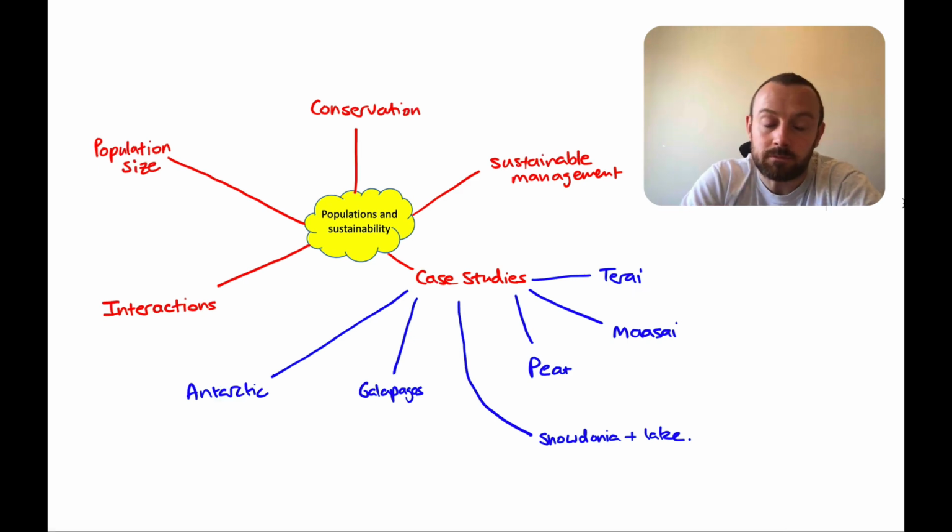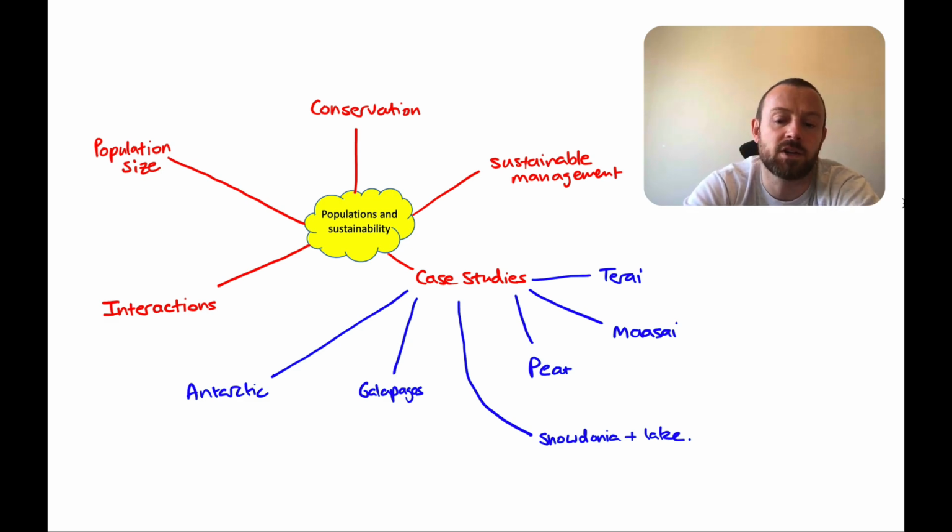So in this video, we're going to be looking at the following things. We're going to be looking at factors that affect population size, different types of strategies, R and K strategies. We're going to be looking at interactions between populations. We're going to be looking at what conservation means, the difference between conservation and preservation, and how we can manage things sustainably. We're going to look at interactions between populations, such as predator-prey cycles.